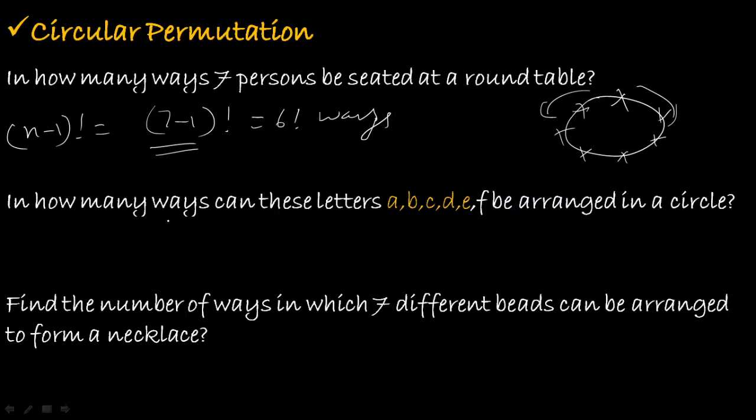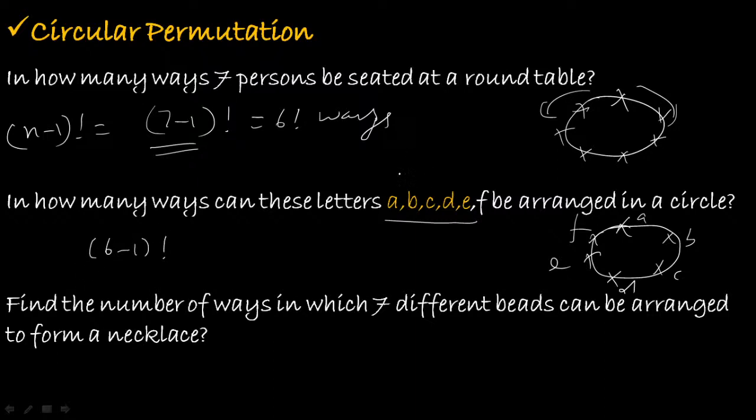Now, in how many ways can the letters A, B, C, D, E and F be arranged in a circle? If you are going to arrange these in a circle, first you have to fix the first letter. So the number of ways to arrange these letters in a circle is 6 minus 1 factorial, since we have 1, 2, 3, 4, 5, 6. You know the formula n minus 1 factorial, n is 6, 6 minus 1 factorial is 5 factorial, that is 120 different possible ways of arrangement.